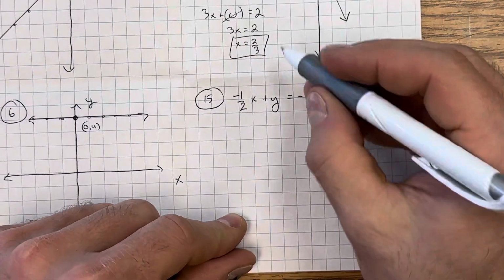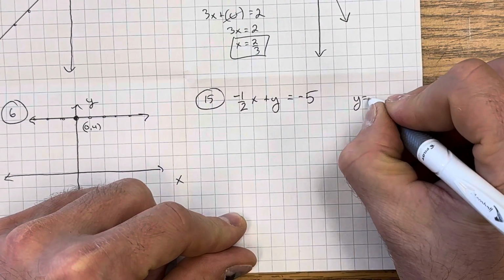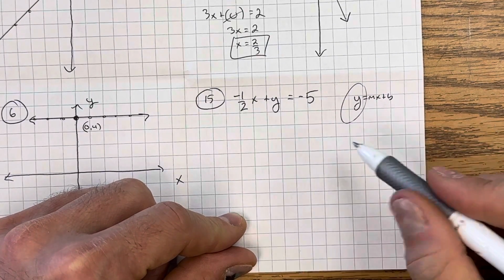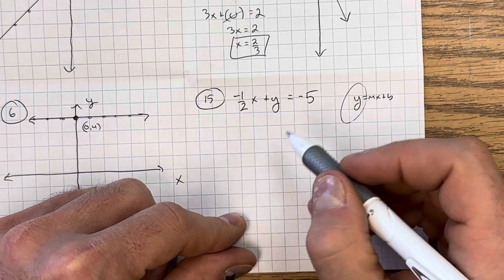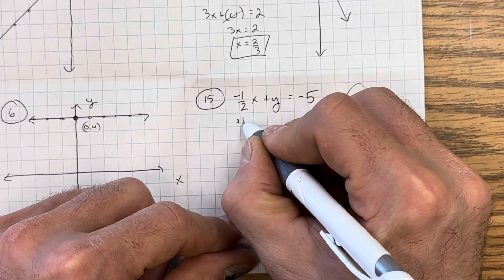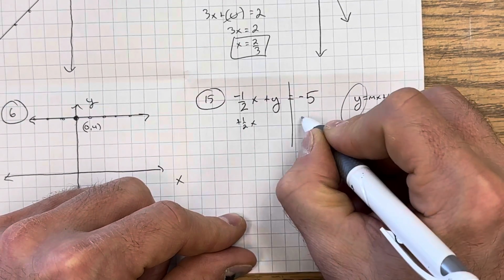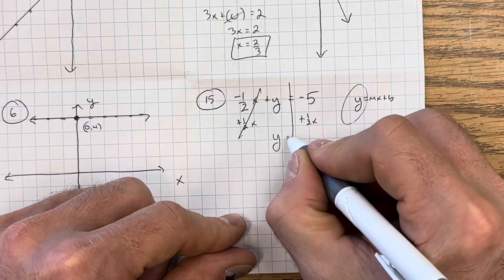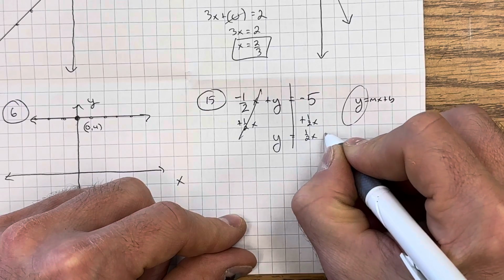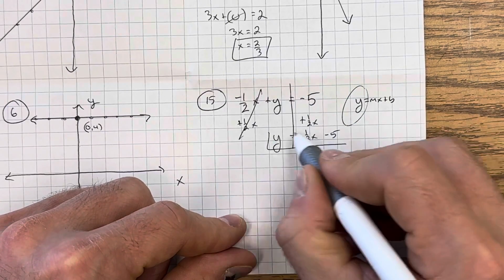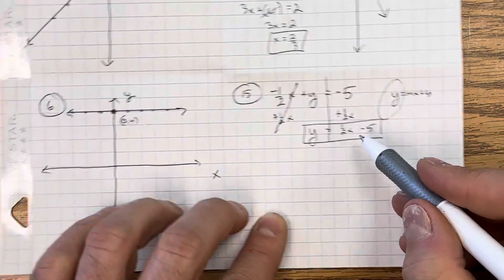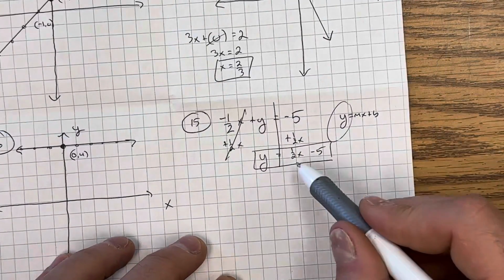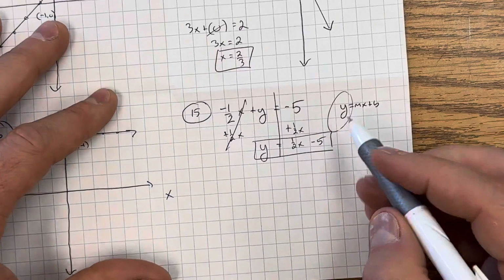Well, I want to put it into y equals mx plus b format, which means the y needs to be the only thing on the left side of the equation. So I need to get rid of this 1/2 x. So I'm going to add 1/2 x to both sides, plus 1/2 x. That's going to cancel it over here. I now have y equals 1/2 x minus 5. This equation is just like what we did on the first half, where it's in slope-intercept form. I have my intercept and I have my slope.